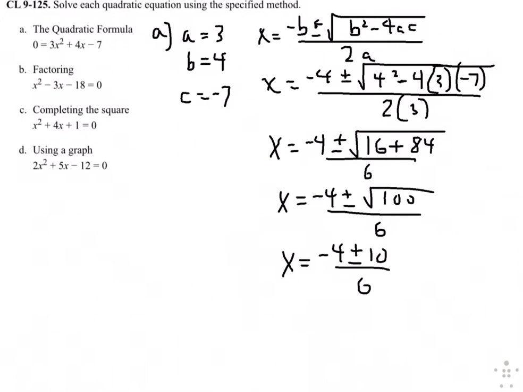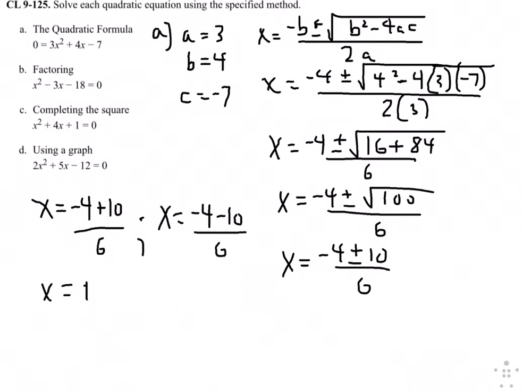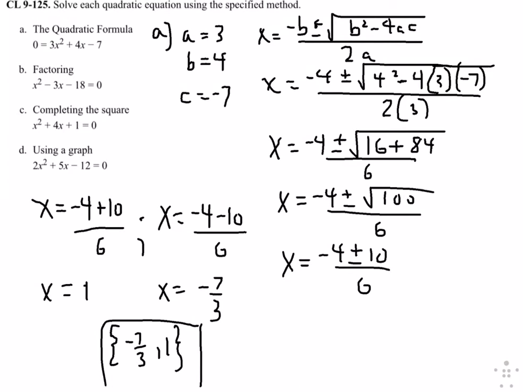So first, x equals -4 plus 10 over 6. So x comes out to be 6 over 6, which is 1. And then the other one, x equals -4 minus 10 over 6, so x equals -14/6, which is -7/3. So -7/3 and 1. Okay, that's A.